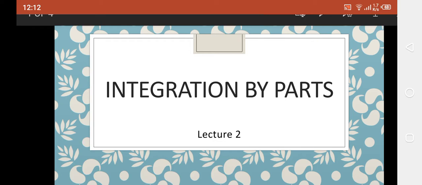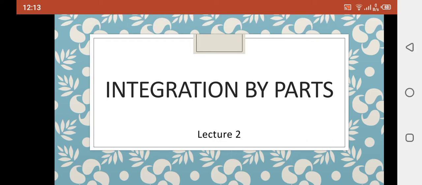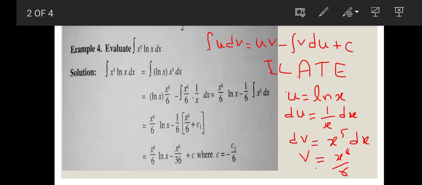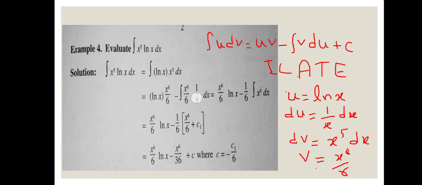We'll do some examples of integration by parts today. The first example is the integration of x raised to the power 5 ln of x dx. Whenever we have the product of two functions and we have to evaluate the integration of the product of those functions, we will apply the integration by parts formula.